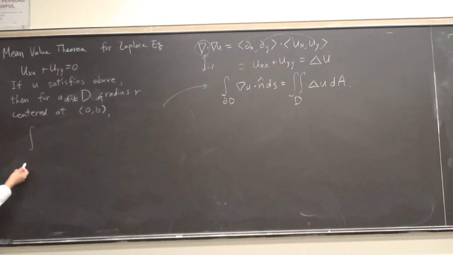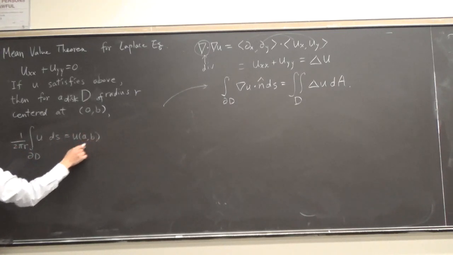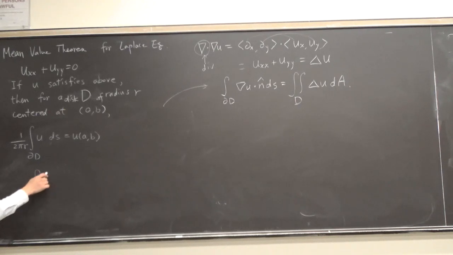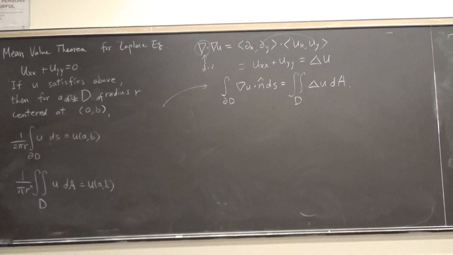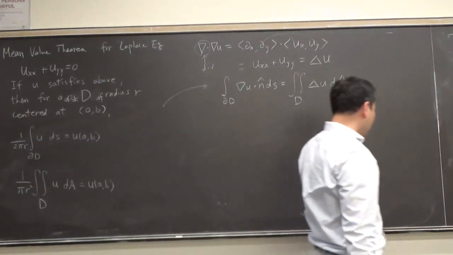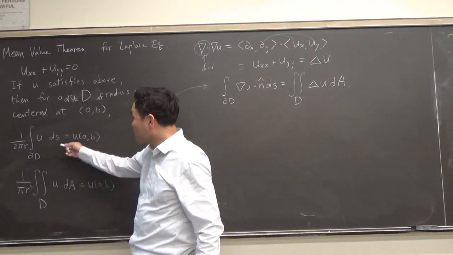the integral of u going around this boundary and dividing by 2 pi r is equal to u at a comma b. And also, if you do a double integral of u dA in the entire disk and you divide it by pi r squared, that's again equal to u at a comma b. Now before we prove this, I just want you to agree that the second one should follow from the first one. What does this mean?